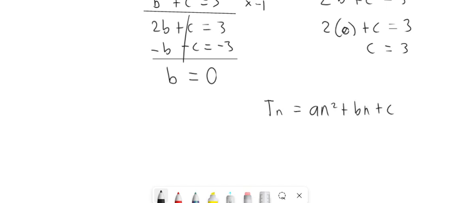So if I sub a, b, and c into this then, so our a was 1, so I could put in a 1, or I could just leave it as n squared there, plus 0n, I could just leave that out altogether, and then plus 3 if I want. So I could actually give my answer as n squared plus 3, same thing.